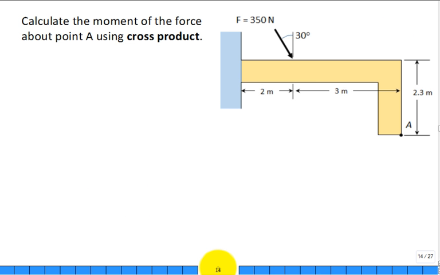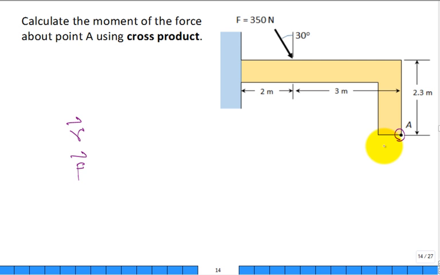All right, calculate the moment of the force about point A using the cross product. Is this the same problem? Yes. It's the same problem. Well, okay, instead of using the moment arm distance, how would we calculate? Well, we would first of all get a vector R. That's going to be the hard part. And then we would get vector F. No, here's A right there.